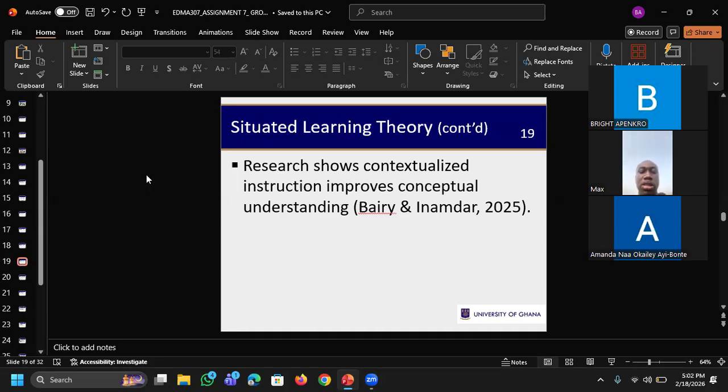Situated learning theory. Research shows contextualized instruction improves conceptual understanding. So instruction from the teacher about the concepts of mathematics improves conceptual understanding.